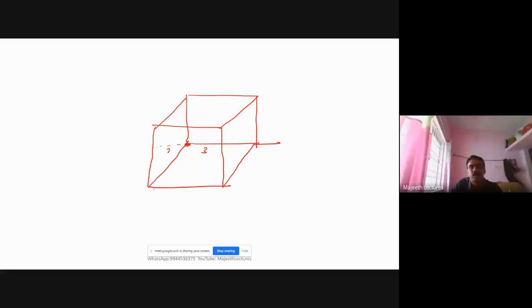So let us assume this is X, this is Y, this is Z. Right? So this is positive Y, this is negative Y. Similarly, it is negative Z. This is 3, minus 3, like that. It is minus 3, this is minus 3, this is plus 3, this is minus 3.